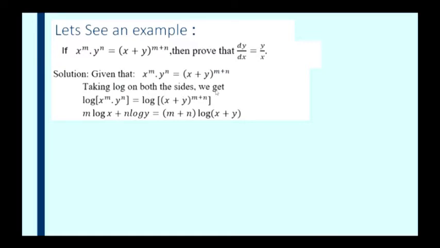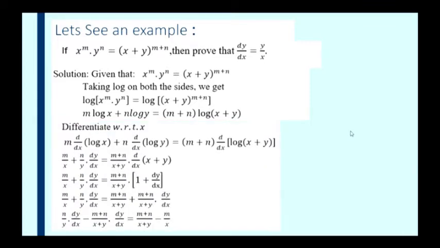Okay, so that will be log of x raised to m into y raised to n equal to log of x plus y raised to m plus n. As I told you, we can take the power to the coefficient of log. So we can write that as m log x plus n log y equal to m plus n log of x plus y. We have to differentiate it.